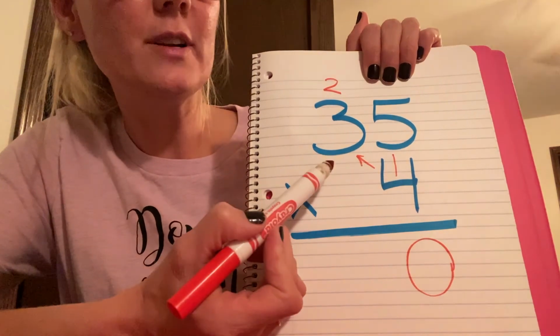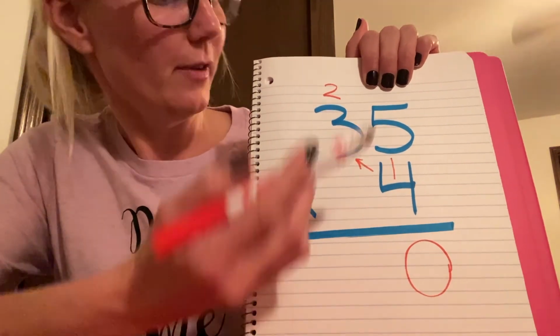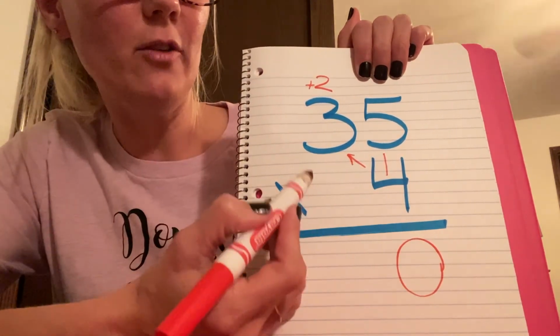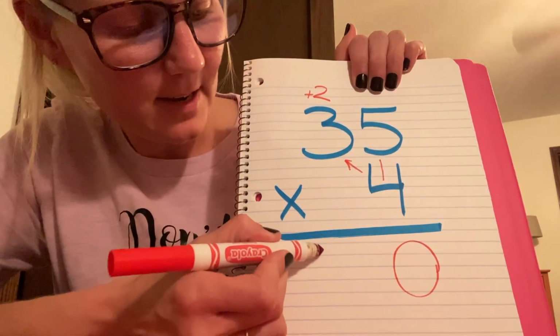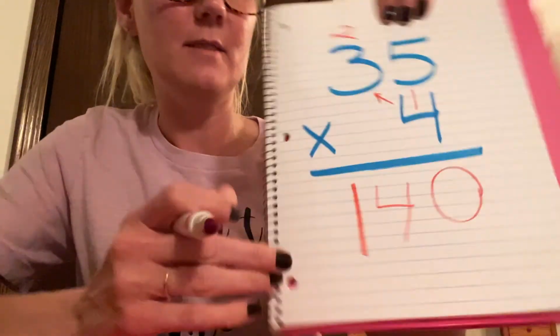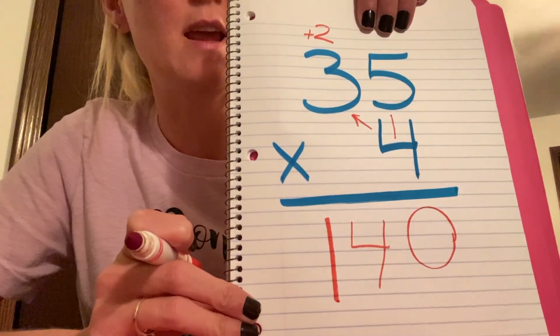and I know that 4 times 3 is 12, and then I'm going to add the 2 on the top. So 12 plus 2 is 14. So I am going to drop that right down here, and my answer becomes 140.